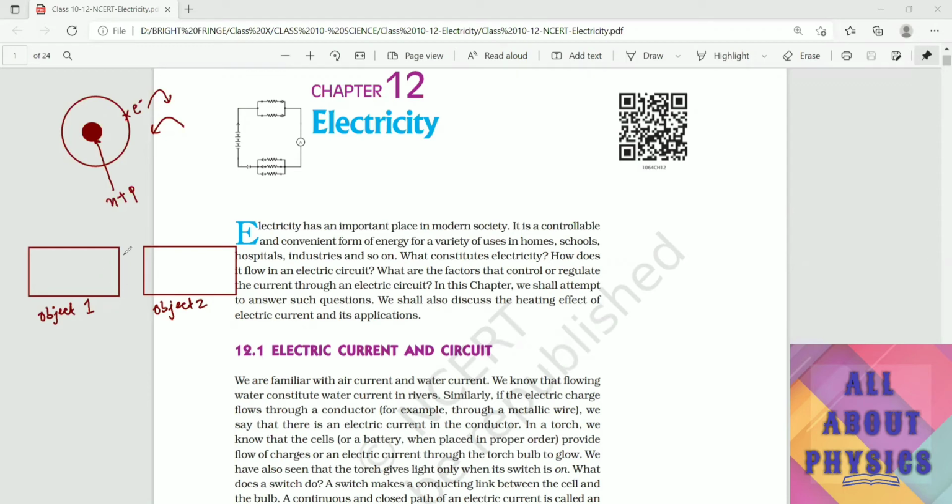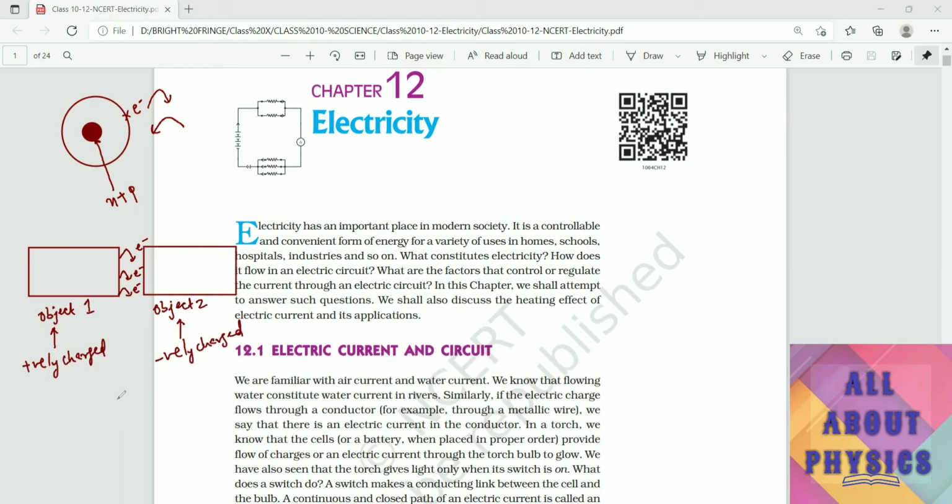So the object which loses electrons, suppose object 1 is losing its electrons, which is gained by object 2. So the object which loses electrons becomes positively charged. So here object 1 is positively charged because it is losing its electrons. And object 2 is gaining these electrons, so it will acquire negative charge, equal negative charge. So it becomes negatively charged.